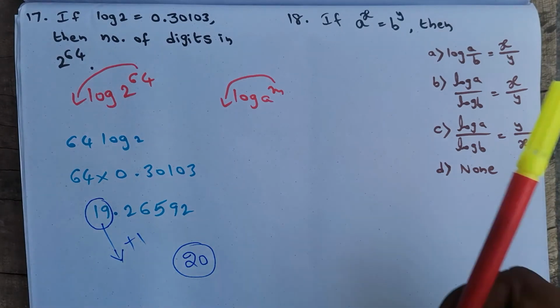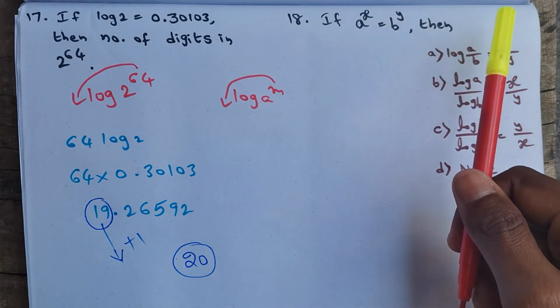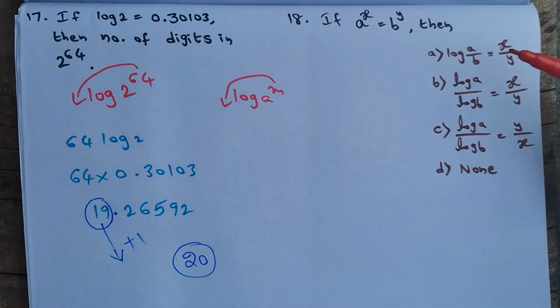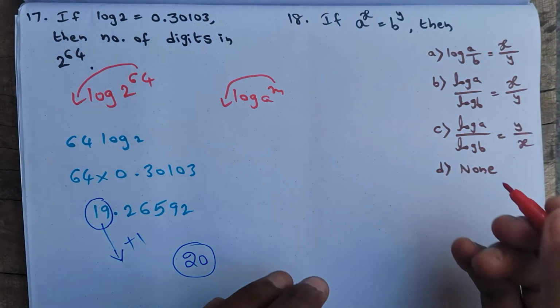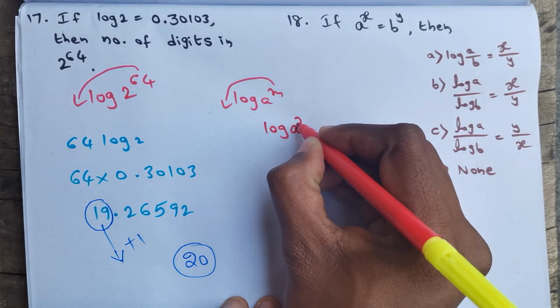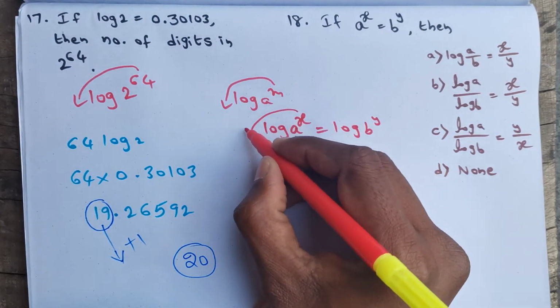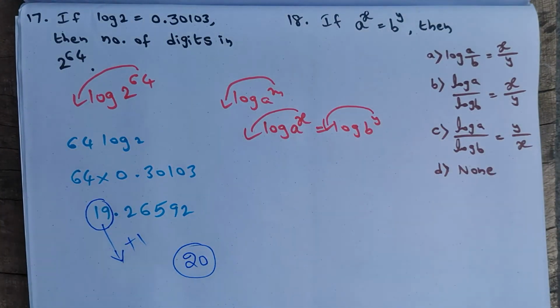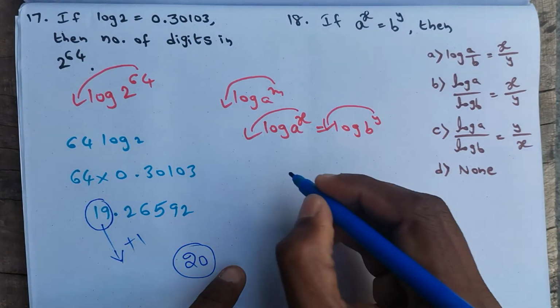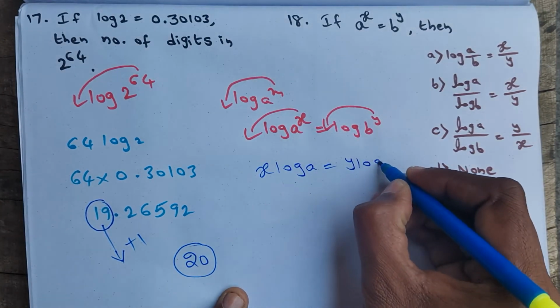Okay, next question. If a power x is equal to b power y, then which one will be correct? Option A, option B, option C, all three options have log. So for the given question I am applying log on both sides. Log a power x is equal to log b power y. x will go to the front and y will also go to the front. So we will get x times log a is equal to y times log b.